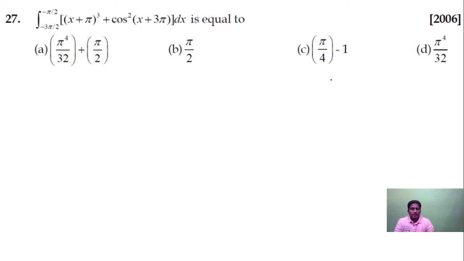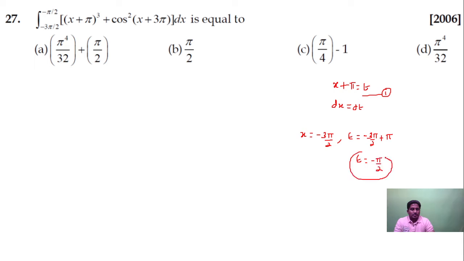Now I'm going to put x plus pi is equal to t. If you differentiate, you get dx is equal to dt. You call this equation 1. Even the limits will change. When x is equal to minus 3 pi by 2, t is equal to minus 3 pi by 2 plus pi, so you get t is equal to minus pi by 2. And when x is equal to minus pi by 2, t will be equal to minus pi by 2 plus pi, which is plus pi by 2. So limits will change to minus pi by 2 to plus pi by 2.